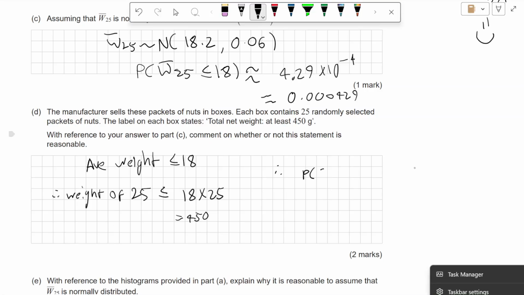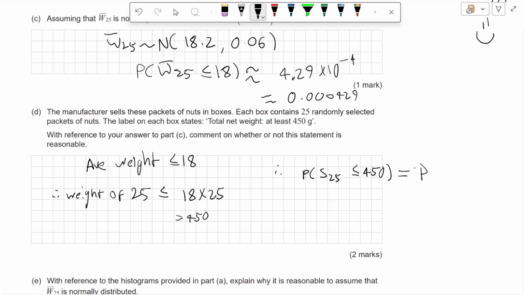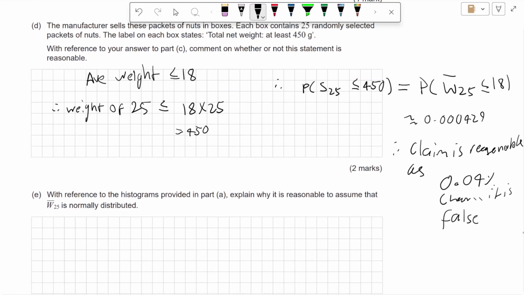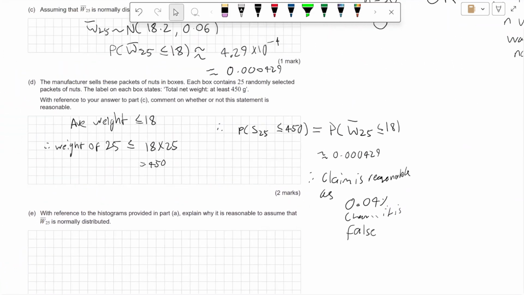Therefore, the probability that S25, so the sum of 25, being less than 450, this is literally the same probability that the average weights are less than 18, which roughly equals 0.000429. So therefore, the claim is reasonable, as there is a 0.04% chance it is false. The chance that they're underweight is super low, like basically nothing.